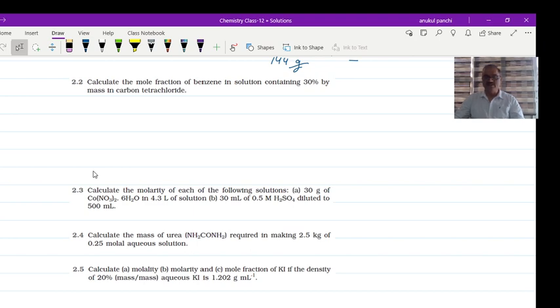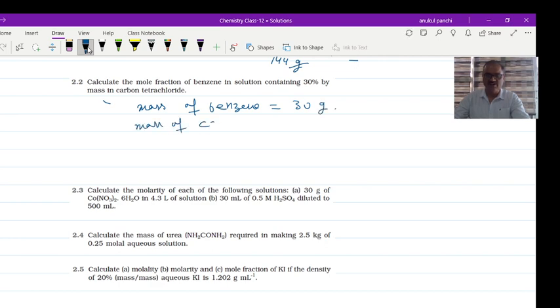What does it mean? It means 30% by mass of benzene in carbon tetrachloride. Percent means per 100. That means the mass of benzene in solution is 30 gram. And what will be the mass of the second component, carbon tetrachloride? That will be 100 minus 30, which is equal to 70, because percent means 100. Okay, and we have to calculate the mole fraction of benzene.